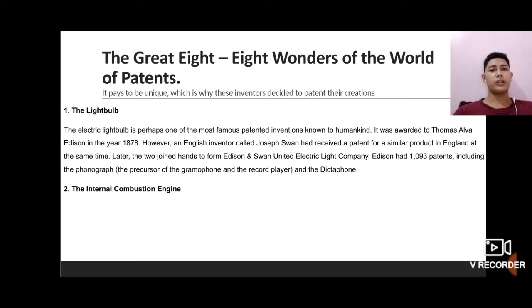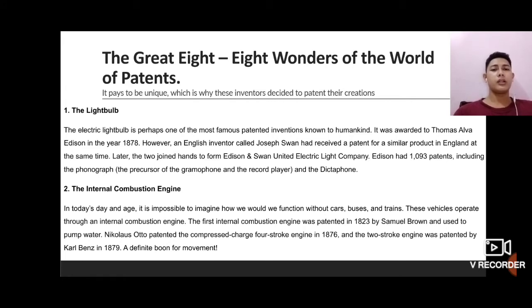Next is the internal combustion engine. Today, it is hard to imagine how we would function without cars, buses and trains. These vehicles operate through an internal combustion engine. The first internal combustion engine was patented in 1823 by Samuel Brown and used to pump water. Nicolaus Otto patented the comprehensive charge for the four-stroke engine in 1876, and the two-stroke engine was patented by Carl Benz in 1879, a definite boon of movement.